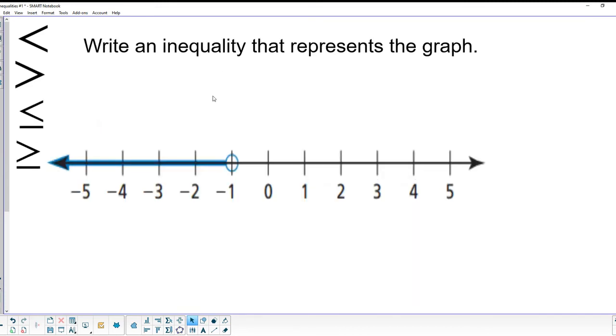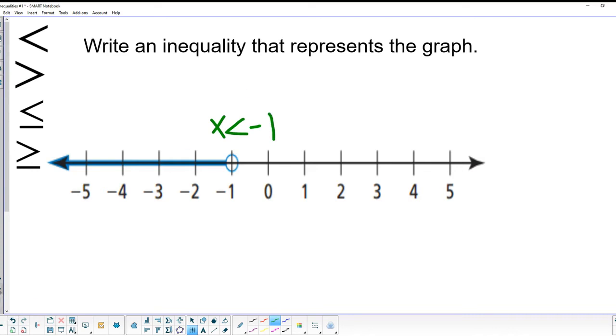We've got the open circle at -1 with an arrow pointing to the left. So in that case, we are going to have x is less than the number -1.